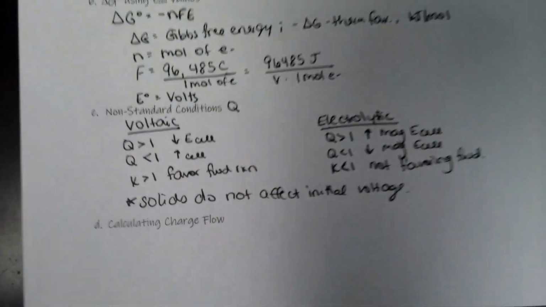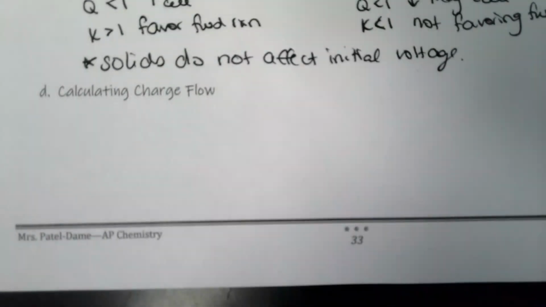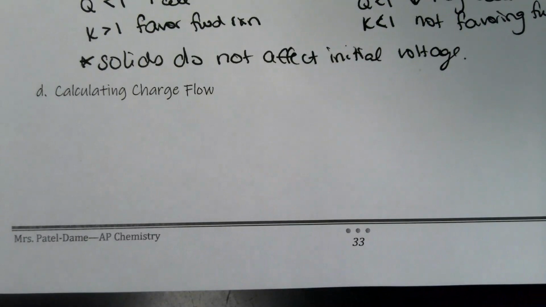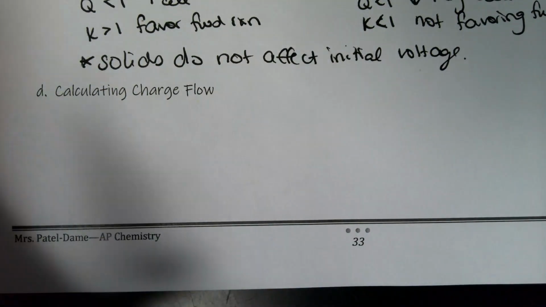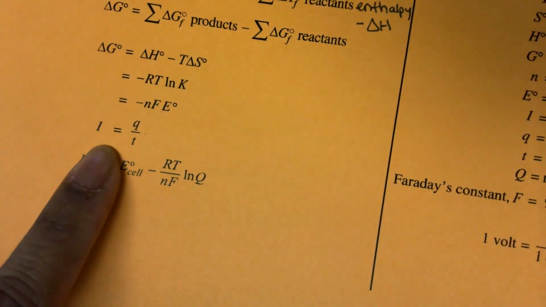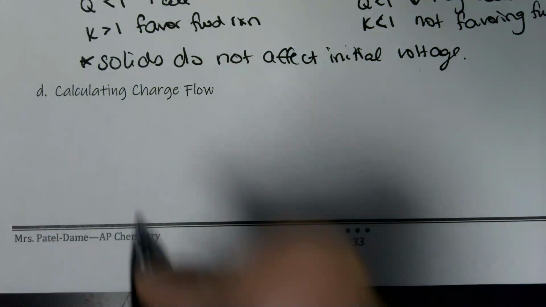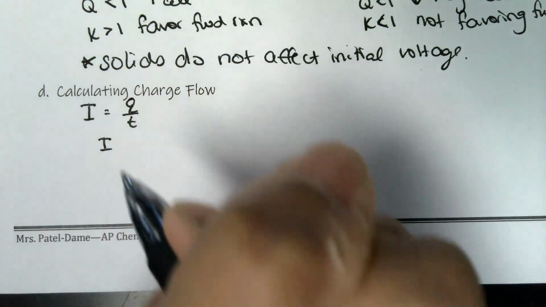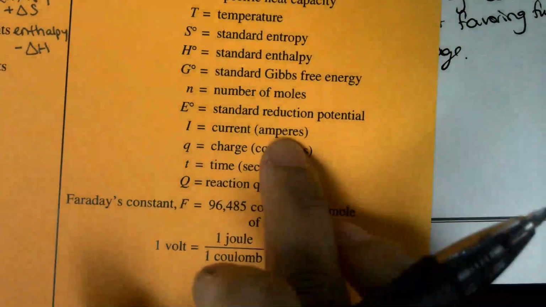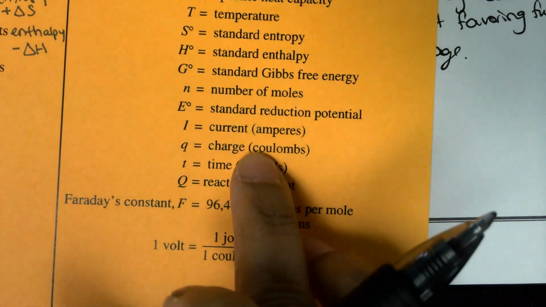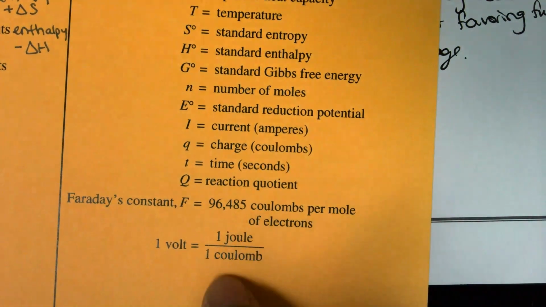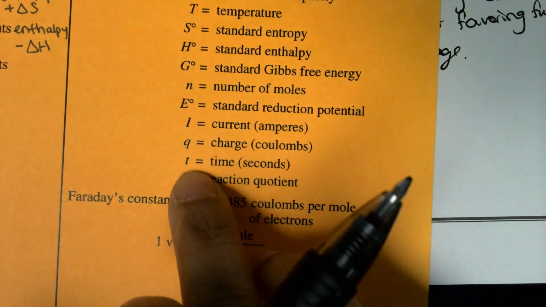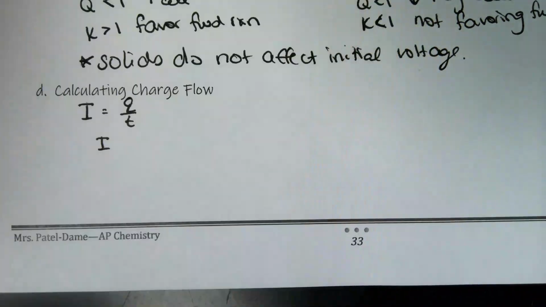And one of the last little equations that we're going to have is calculating charge flow. And that one is right over here. So it is going to be I is equal to little q over T. I stands for the current, little q stands for charge in coulombs, which of course we can convert, and the T stands for time in seconds.